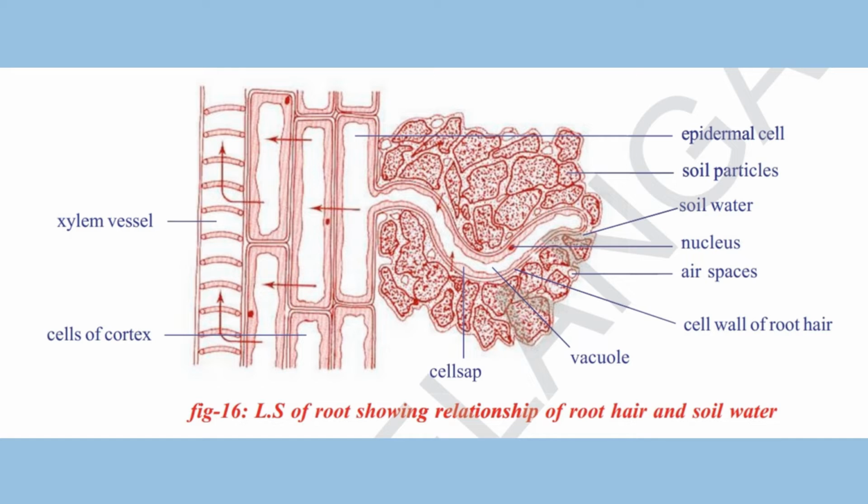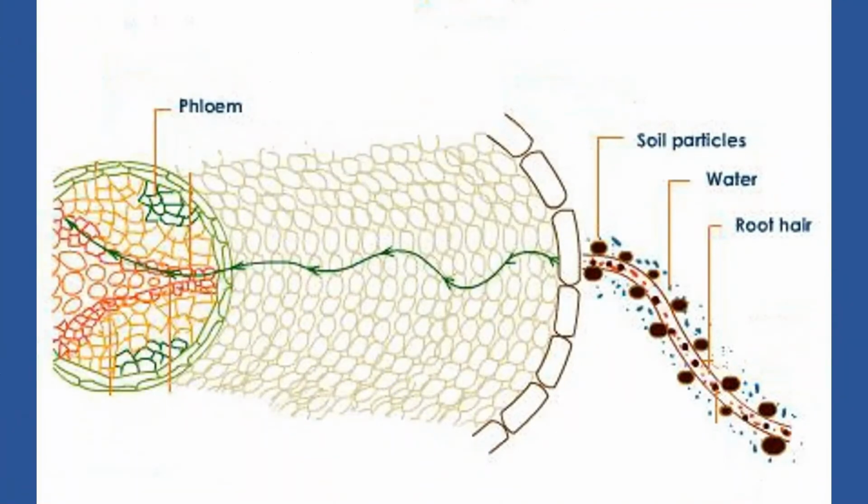In plants, every living cell acts as an osmotic system. The cell wall acts as the semi-permeable membrane. The soil water is an extremely dilute solution of salts. Soil water is more dilute than the cell sap in the root hair. Therefore, the water will pass into the vacuole of the root hair by the process of osmosis.